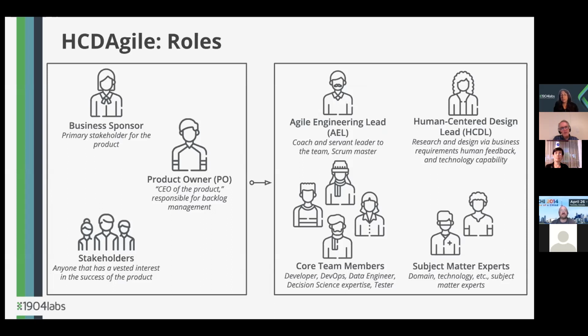And the other business stakeholders, there can be other stakeholders, a business sponsor on the client side. But then our team consists of, as I mentioned, the Agile engineering lead. So they're basically the Scrum Master, the coach, the servant leader to the team, and they have a very close relationship with the client. The other key role you could see is the human-centered design lead, and these two folks are co-leads of the team. When I joined the company, the AEL was the only lead of the team, but we really wanted to elevate human-centered design. And so we created a co-leadership situation with these two different roles.